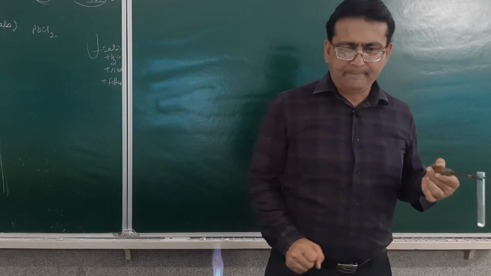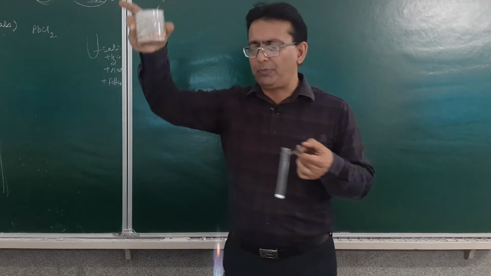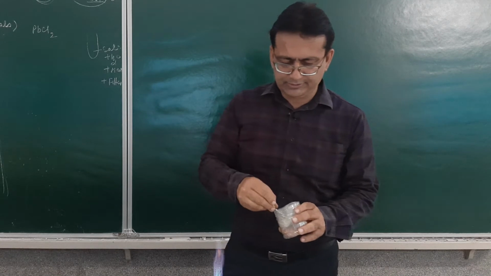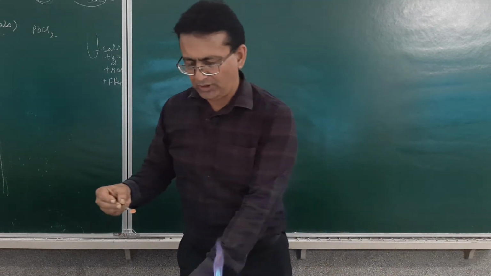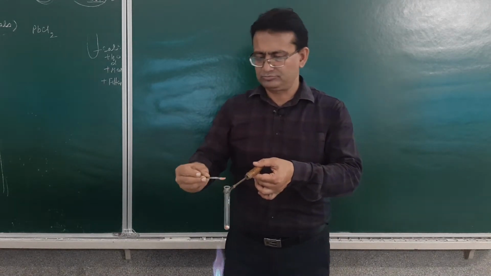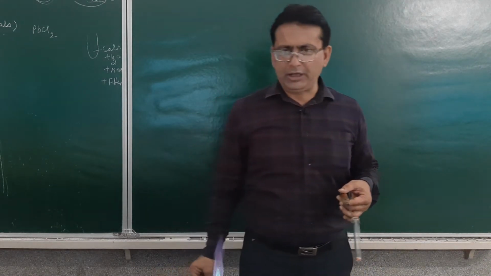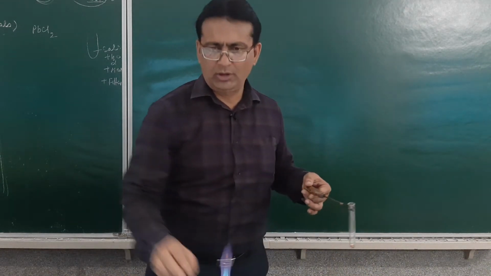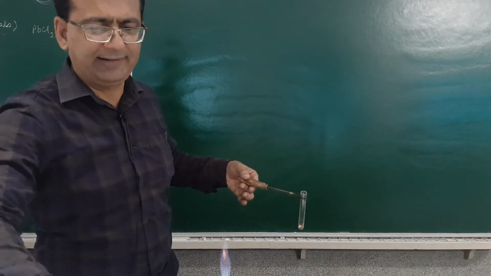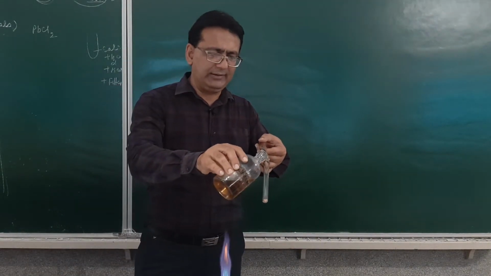Into this, I will add a bit of copper turning. This is copper turning. So this copper turning will be added to the salt. I will take the copper turning and add it to the salt. Is it clear? And then add concentrated sulfuric acid. This is concentrated sulfuric acid. When I add concentrated sulfuric acid to the salt.